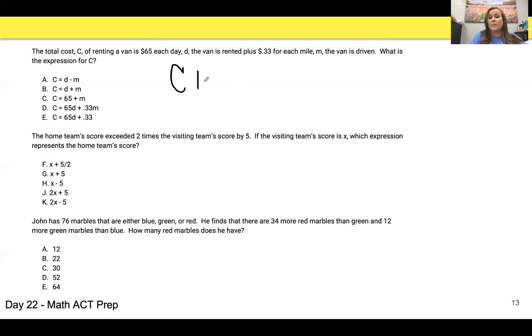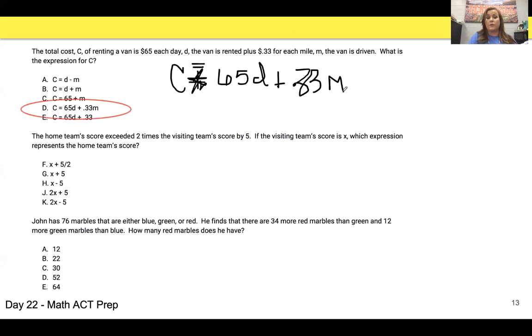So that's pretty much going to be 65. Oh, that should be an equal sign. Sorry. That looks like a not equal sign. $65 times however many days you have it, plus 33 cents per mile. That's going to be your cost. And you can see that answer is represented in D.